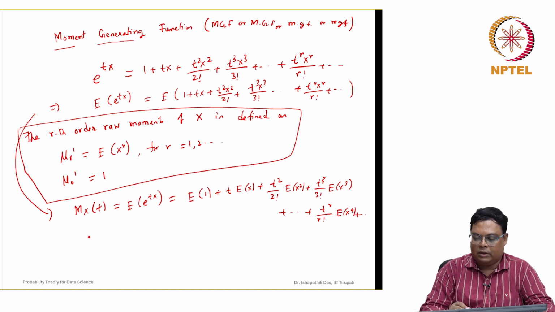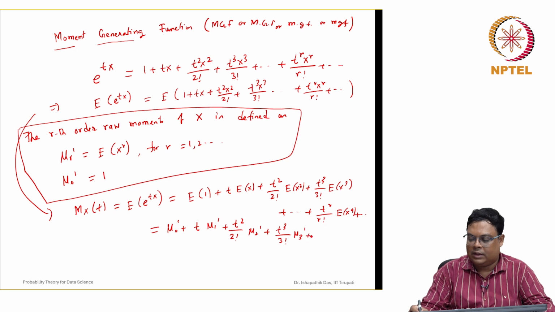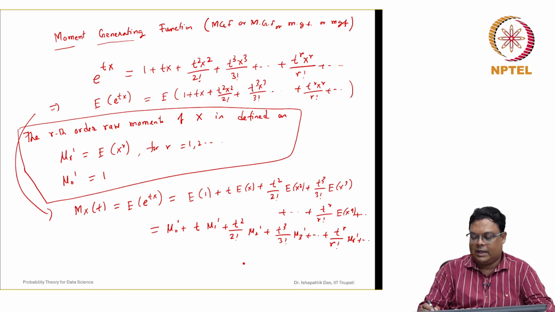Now what is the right hand side? This is nothing but 1. So 1 we can write as mu 0 dash, sorry, this dash is not a derivative, it is just a notation only, as we discussed earlier also. So plus t times mu 1 dash plus t squared by 2 factorial times mu 2 dash plus t cubed by 3 factorial times mu 3 dash plus t to the power of r by r factorial mu r dash, like this we can represent it.